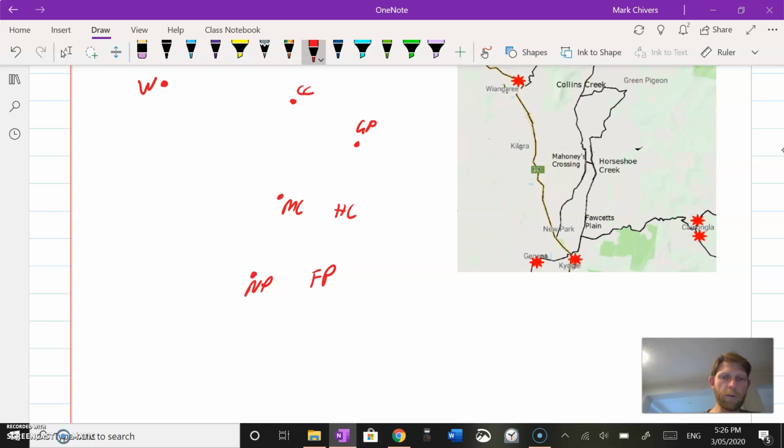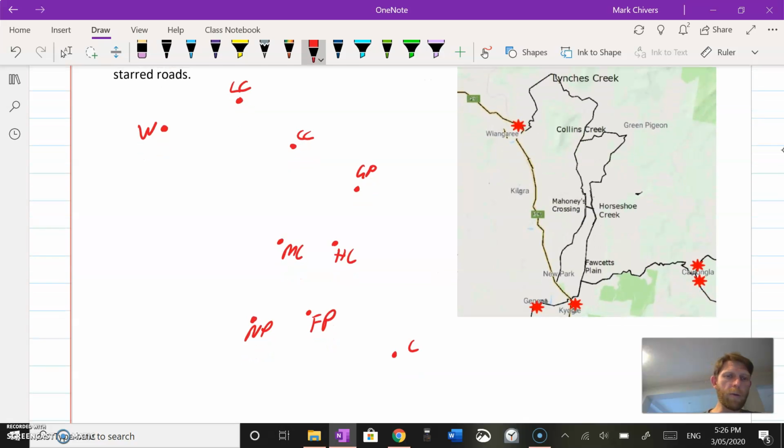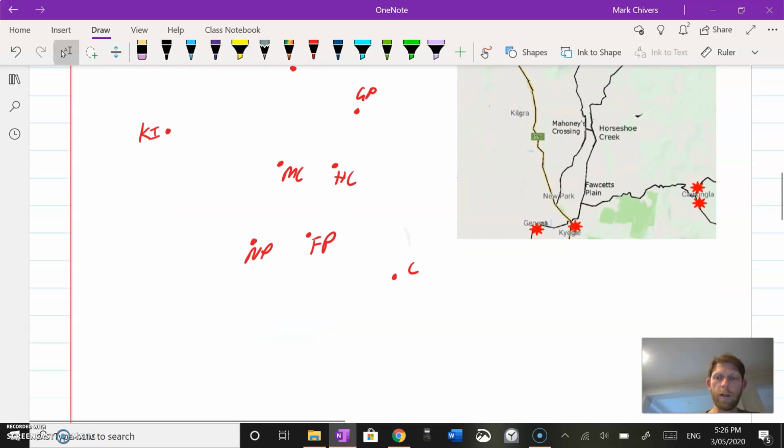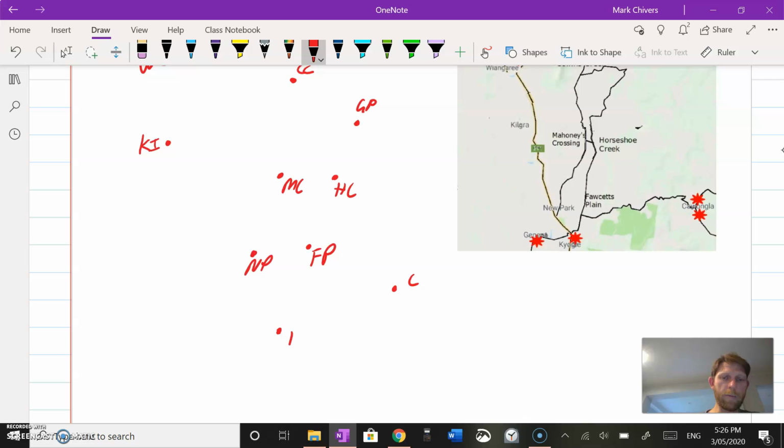I'm going to put these dots in. I might need to move these around in a minute, we'll just see. And we've got a C over here for Kawangla. Probably should have started joining these in. I'm going to have to call Kilgara KI, because obviously Kyogle is going to need to be dealt with differently, so KY, and then we'll call Geneva G.